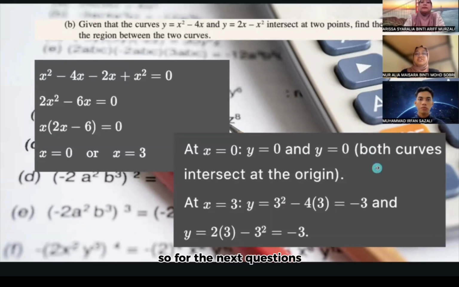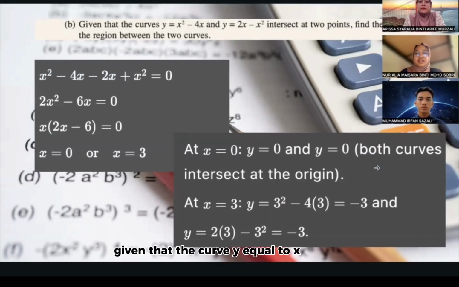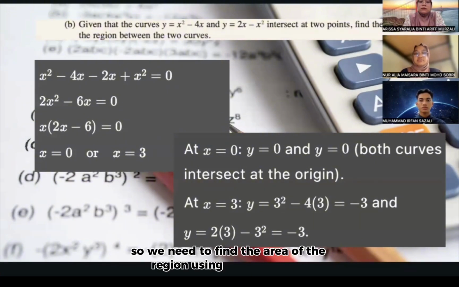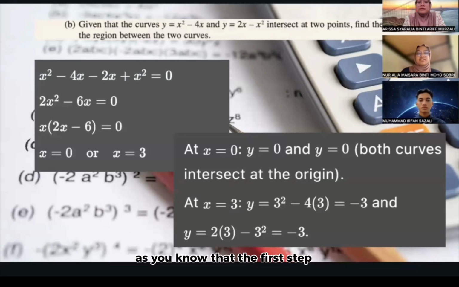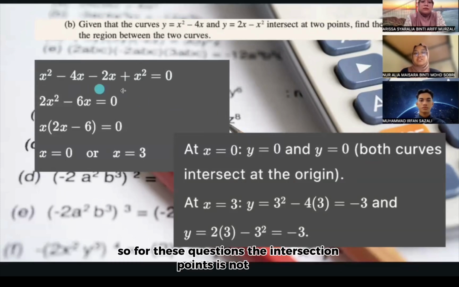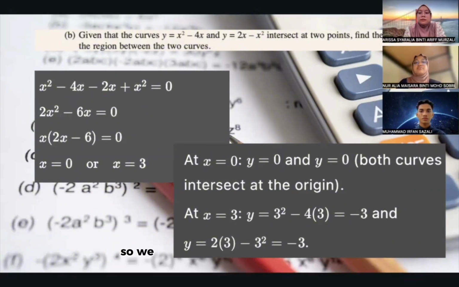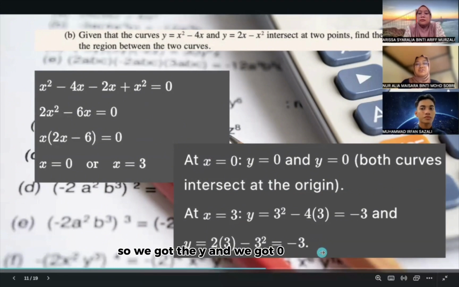So for the next question, given that the curves y equals x squared minus 4x and y equals 2x minus x squared intersect at 2 points, we need to find the area of the region between these two curves. As you know, the first step is to find the intersection points. For this question, the intersection points are not given, so we need to find them ourselves. At first we solve for x, and then we substitute the value of x in the equation to get y, and we get (0, 0) and (3, 3) as the intersection points.